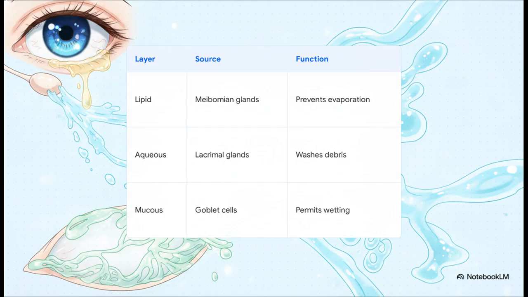Why on earth do we need mucus? Because the raw surface of the cornea actually repels water. It's hydrophobic. The mucus acts like a biological glue, turning a water-repelling surface into a beautifully wettable one.